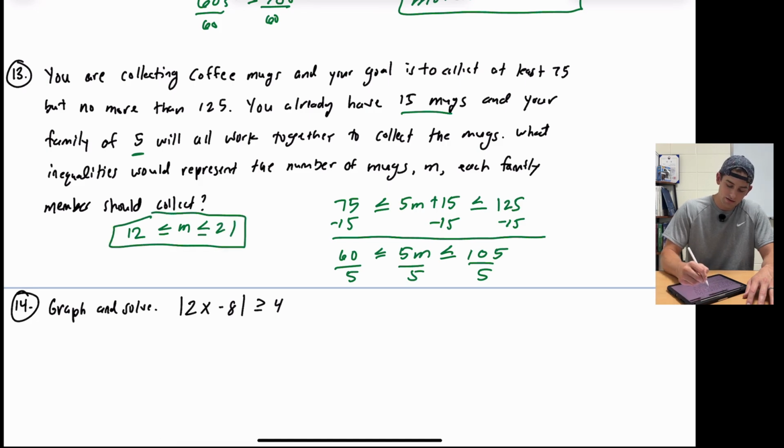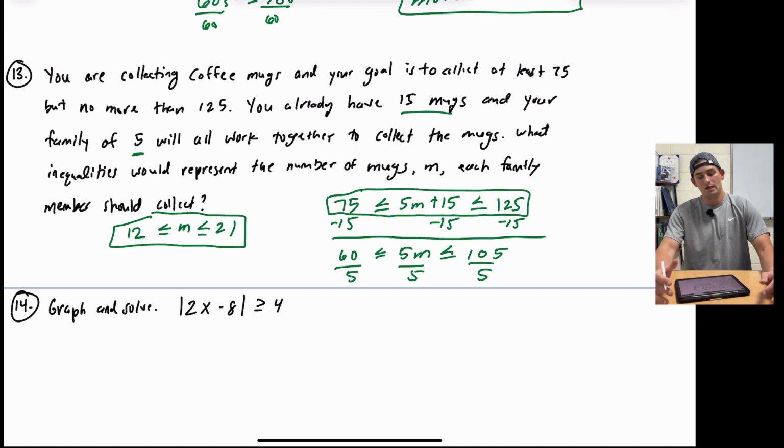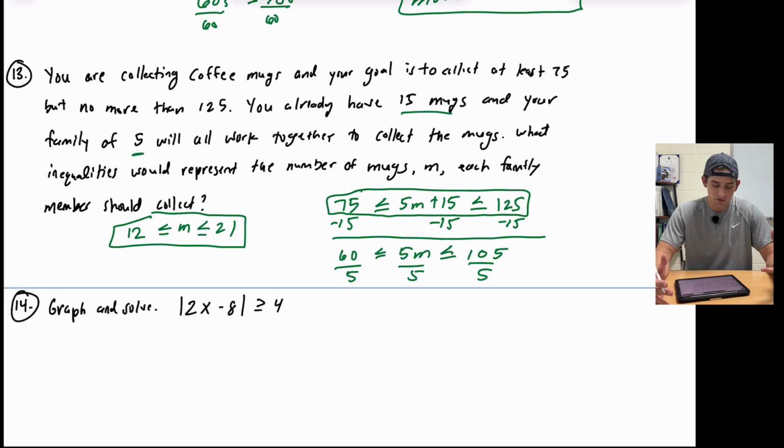So we had this inequality here to start with, compound inequality, and so now it looks like we know, okay, each family member needs to collect at least 12, right? Because we have 5 of us, 5 times 12 would be 60, and then we already have the 15. So there's the 75, right? That's the minimum. And then 21 times 5, that'd be 105, and then we have that 15 existing already, so that'd be 125, all right? So if everybody was going to collect the same amount, that would be what that inequality would look like.